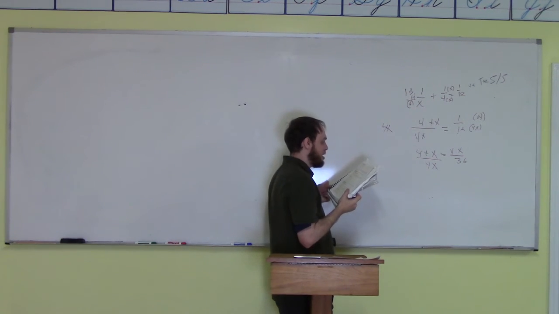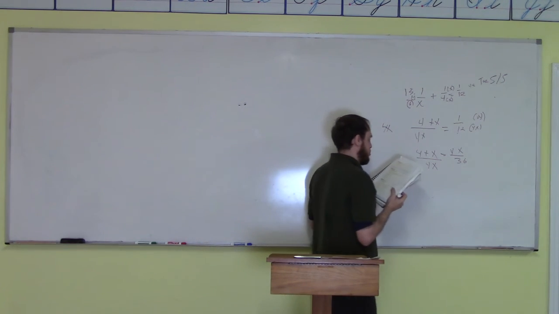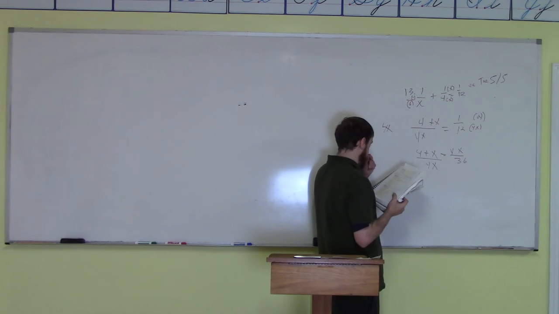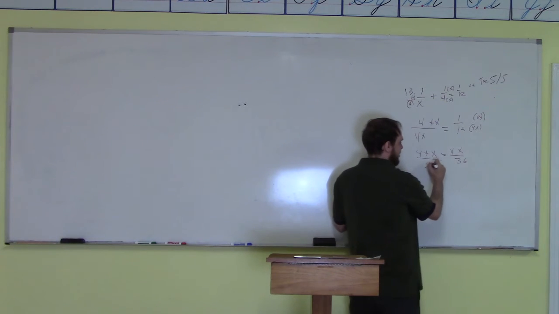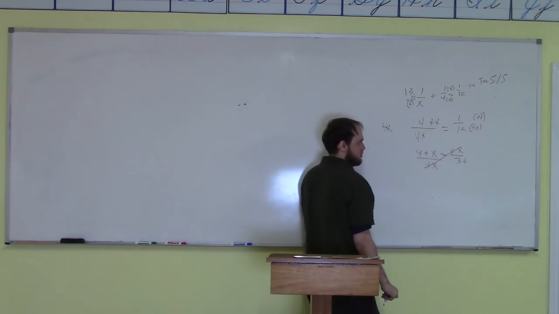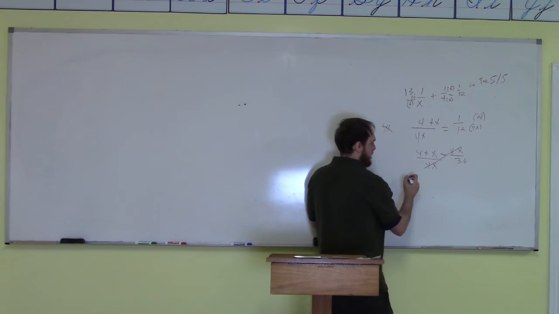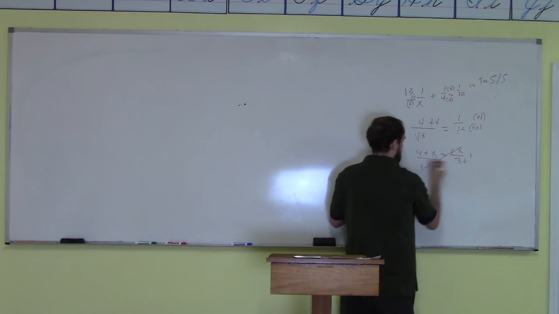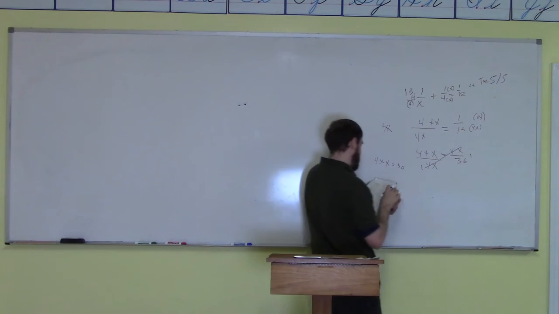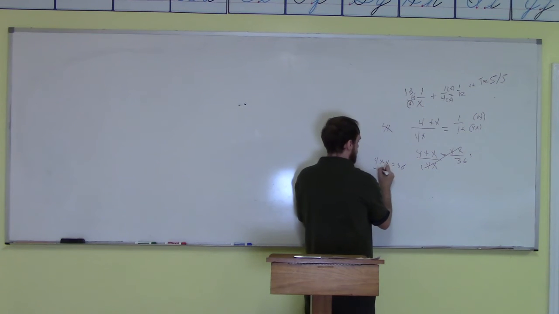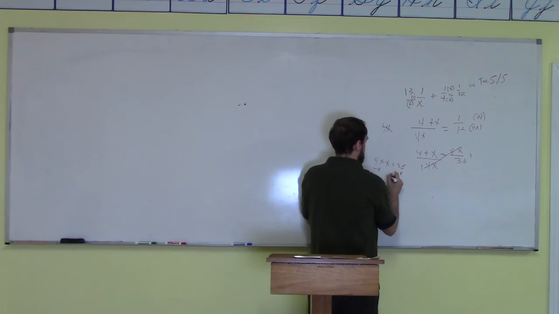So notice now we can work it where it can just go through. And so the 4x's are going to cancel. And it would be 4 plus x equals 36. And then subtract 4, and I would get x equals 32.